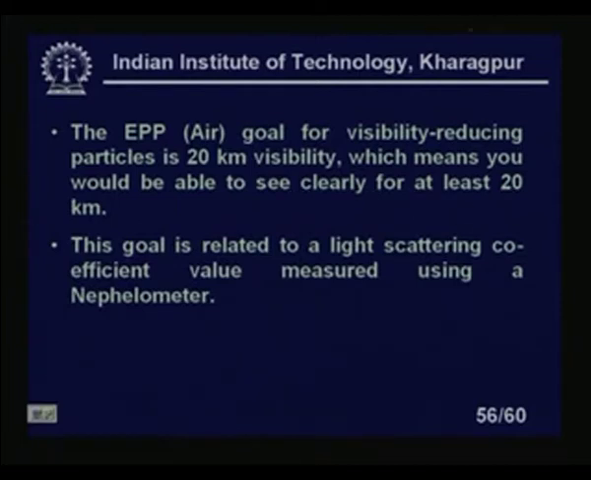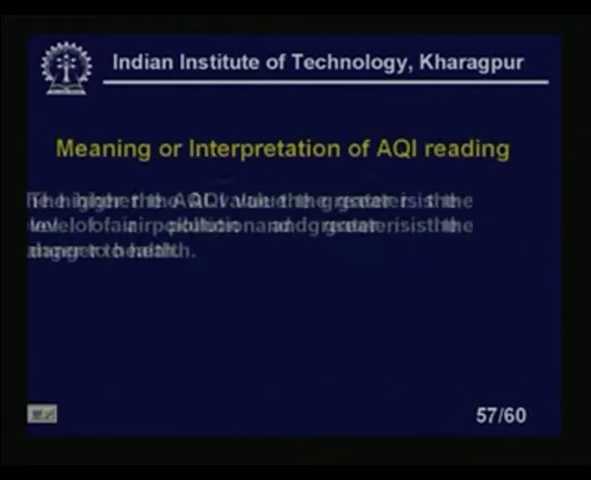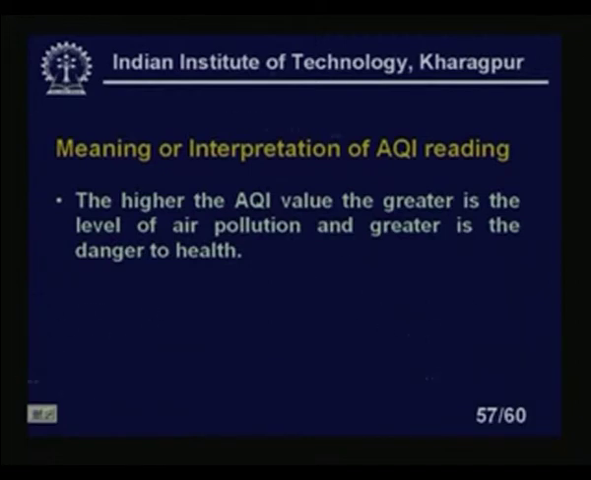This goal is related to the light scattering coefficient value measured using a nephelometer. A scattering of 235 or less, where the unit is per million meters, is equivalent to a visibility of more than 20 kilometers. Okay, so this will also give you the visibility. Usually in many countries nowadays they will straight away give you the visibility from those measurements.